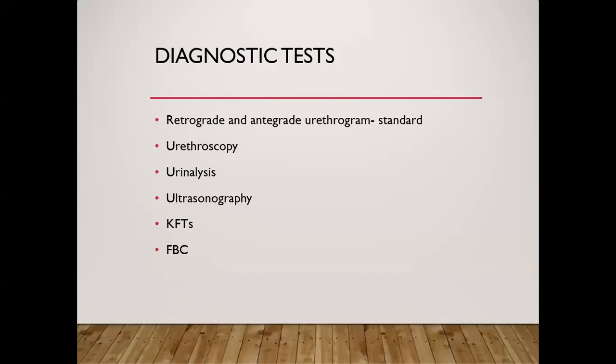Kidney function tests for obvious reasons, and a full blood count. In kidney failure, you may have anemia, because the kidneys are also responsible for red blood cell manufacture. So the full blood count is important for us to look out for anemia in case there is renal insufficiency. Don't forget that the most important imaging investigation is the urethrogram, and there are 2 types: the retrograde and the antegrade. The retrograde is usually what you do initially. For you to do the antegrade, you must have an SPC.